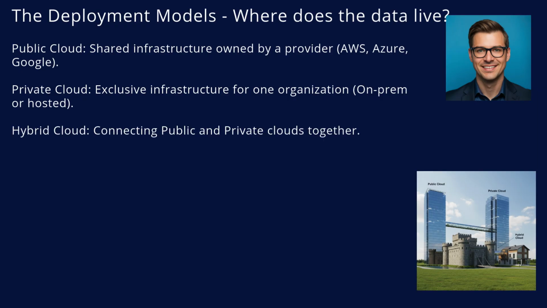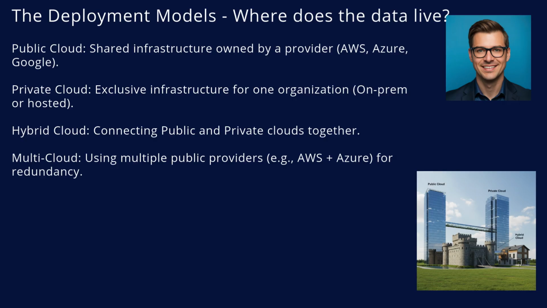Third, and most common for you, is the hybrid cloud. This is where you connect your private network to the public cloud. You keep your sensitive data in the fortress, but burst your web traffic out to the skyscraper. Finally, multi-cloud is using more than one public provider to avoid vendor lock-in.